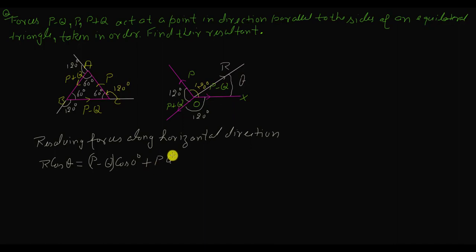P cos 120 degrees, plus P plus Q, and its angle is 120 plus 120. The total angle measured in the anticlockwise sense, because we have to take the angle in the anticlockwise sense, is 240 degrees. This angle is 240 degrees. Done.